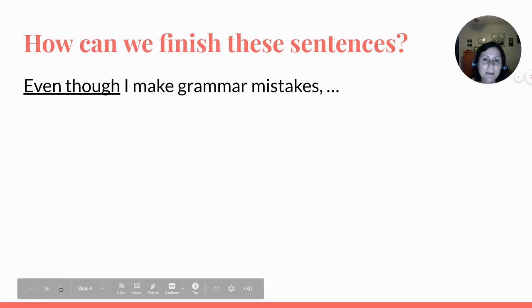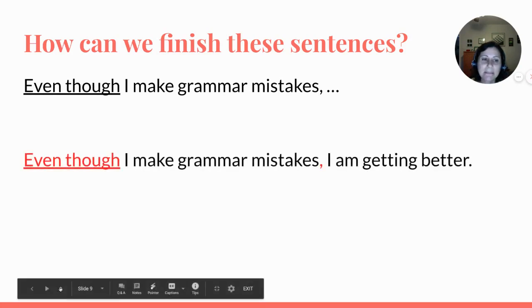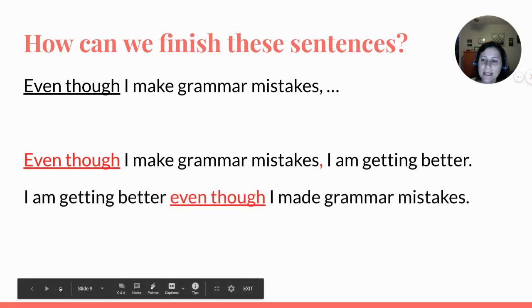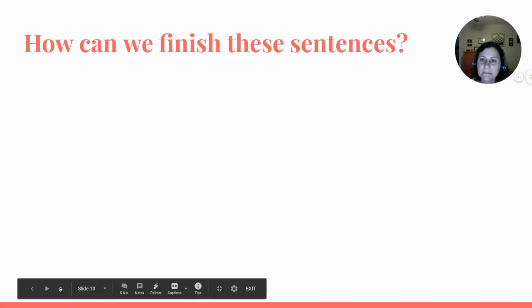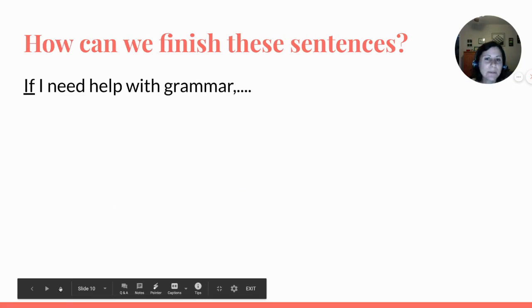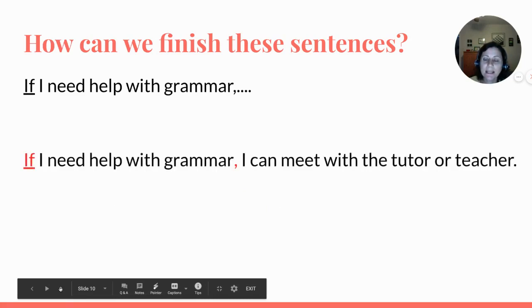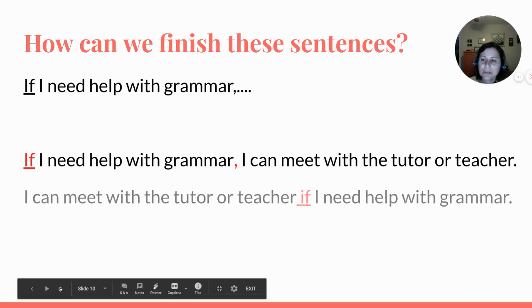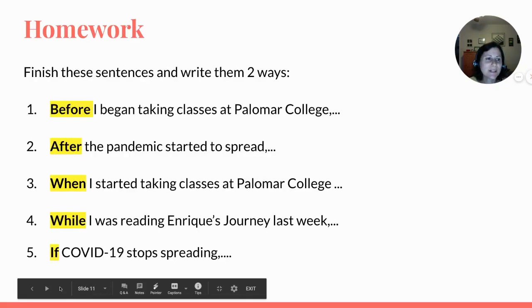Even though I make grammar mistakes, I am getting better. Or I can say, I'm getting better even though I make grammar mistakes. If I need help with grammar, comma, I can meet with the tutor or teacher. I can meet with the tutor or teacher if I need help with grammar. So, learning these adverb clauses just takes practice.